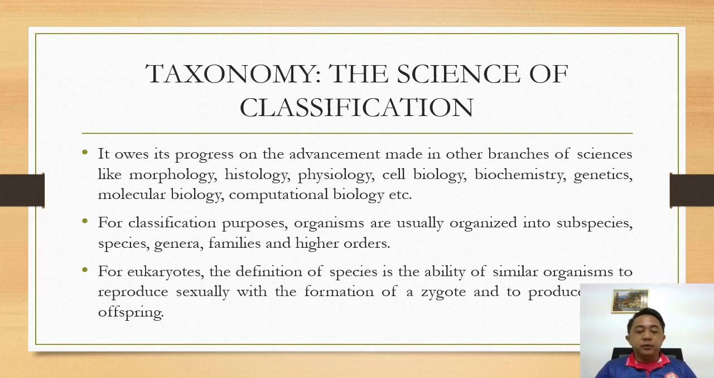Prokaryotic microorganisms usually undergo asexual reproduction. But with regards to your eukaryotic microorganisms, most of them reproduce sexually with the formation of your zygote in order to produce an offspring.